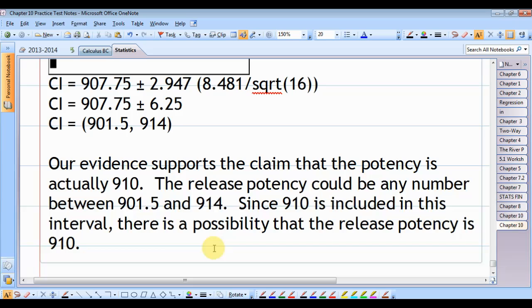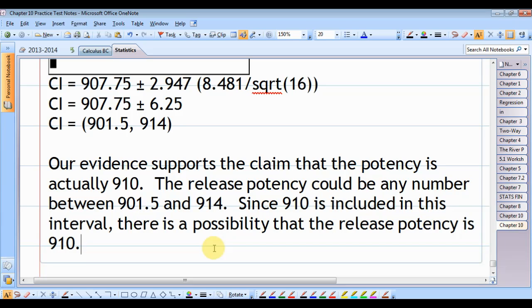Yeah. I said that saying the release potency as 910 is kind of generous on their part. Would that be incorrect because it's on the higher end of the interval? No, it wouldn't be correct because it doesn't matter where in the interval it is. So the higher end could be 910 and still be plausible. The data supports 902 just as much as it supports 905.